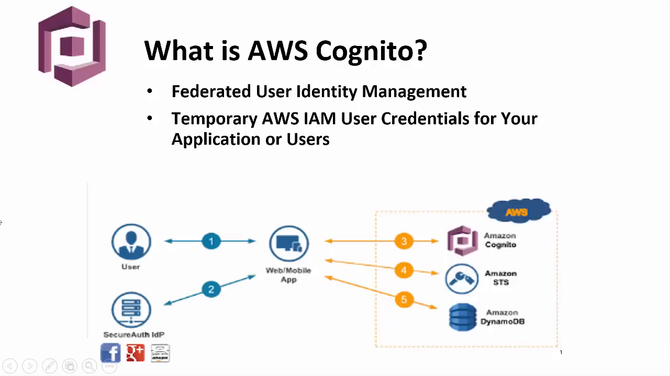If you look at the image, the flow goes like this. A user accesses your web or mobile application and logs in with one of the public logon providers, such as Amazon, Facebook, Twitter, Google, or any OpenID Connect compatible provider, or you can even use your own identity provider. The identity provider gives an identity token to your application, which then passes it to Amazon Cognito. Cognito uses Amazon Security Token Service to get temporary limited privilege credentials for the federated users.